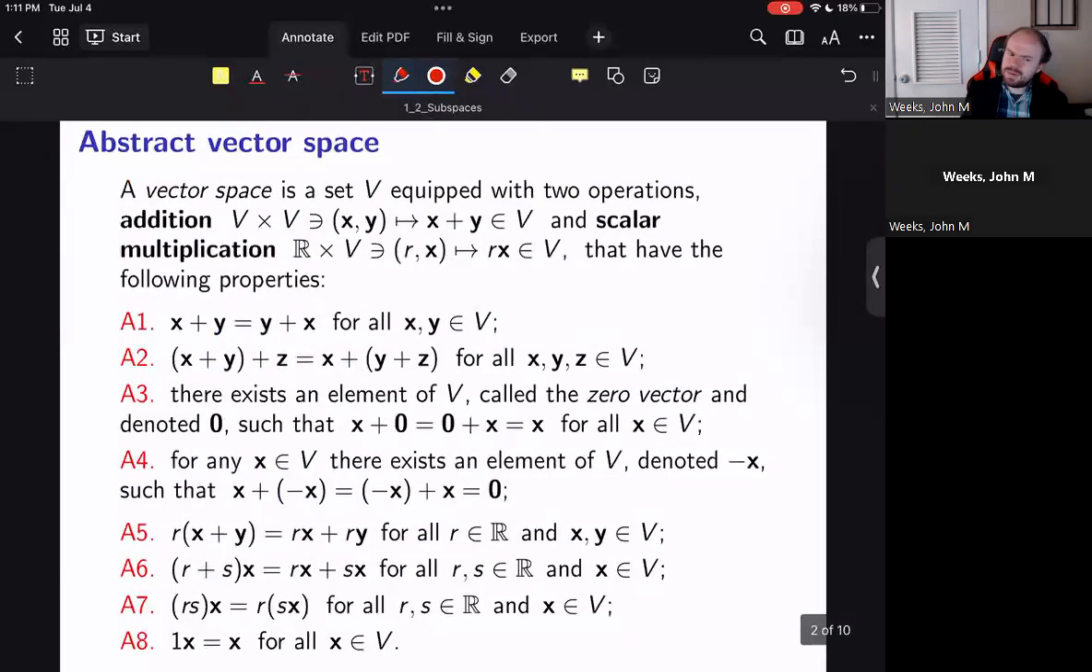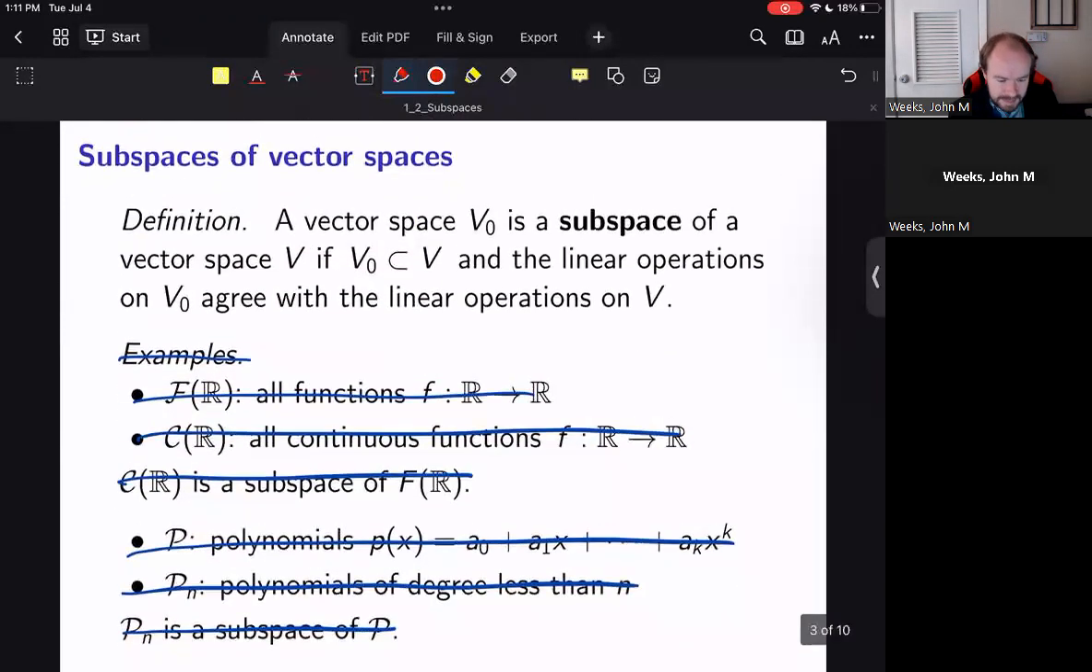But remember that for abstract vector spaces, these things have to satisfy specific axioms. Here are those axioms one more time, which means that they have to have addition and scalar multiplication all defined in the correct ways such that they satisfy these axioms here. Now, subspaces themselves are vector spaces too, but the idea is that the linear operations actually have to agree for the subspace and the vector space as a whole.